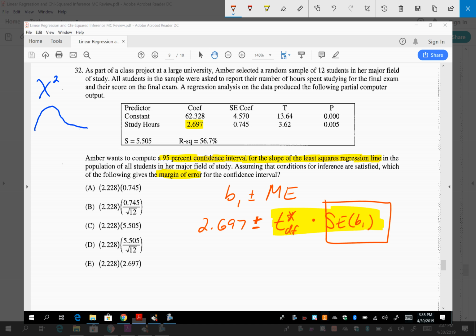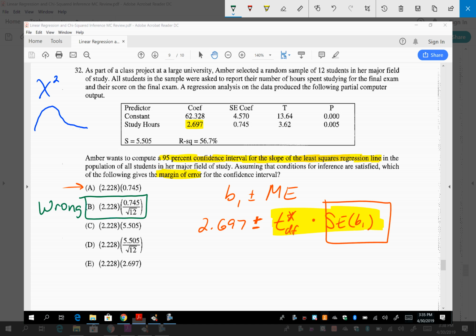And if you look one more to the right, you'll find the standard error for your slope. What is the 4.570? This is for the constant. We do not run linear regression T intervals for the constant, only for the slope. Now, whoever asked this question, do you know what the most common wrong answer is? B is the most common wrong answer.